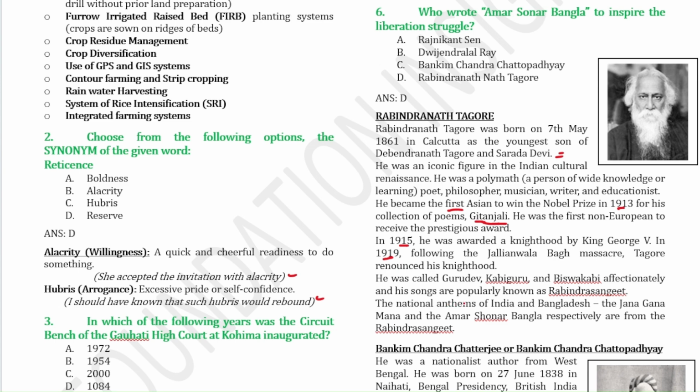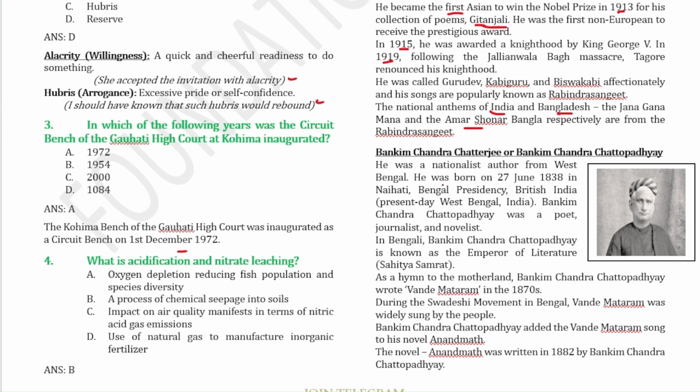He was also called Gurudev, Kabi Guru, Biswa Kabi. His songs are popularly known as Rabindra Sangeet. As we have already discussed, he wrote the national anthem for India as well as for Bangladesh: Jana Gana Mana and Amar Sonar Bangla. Vande Mataram was written by Bankim Chandra Chatterjee. You can go through the points mentioned here.